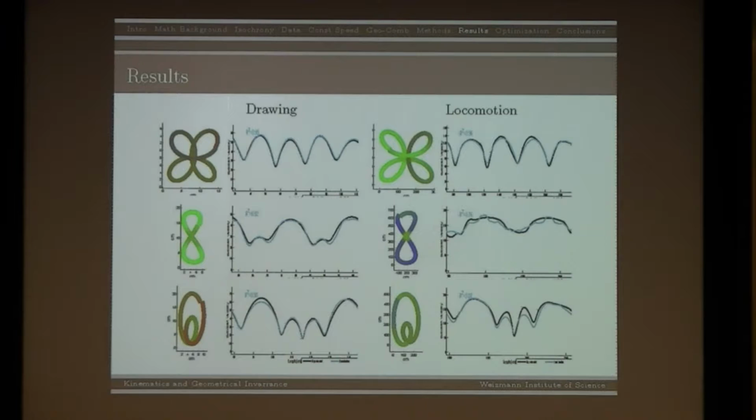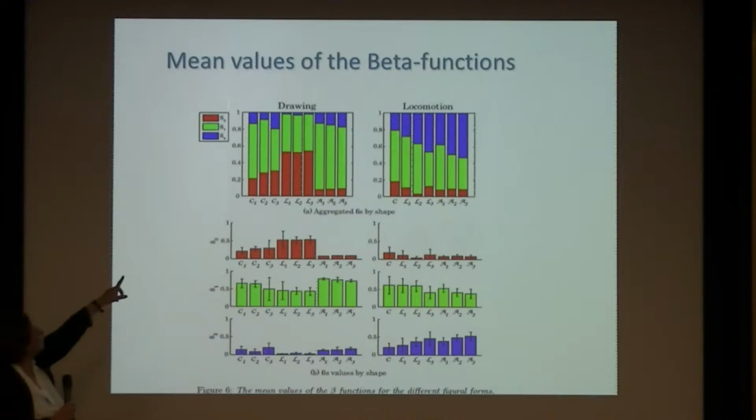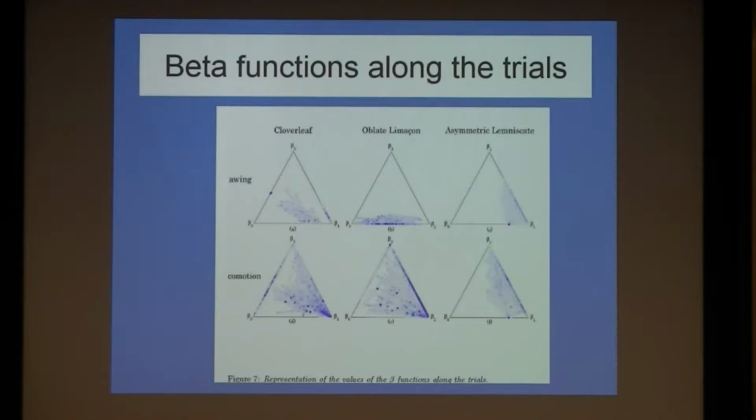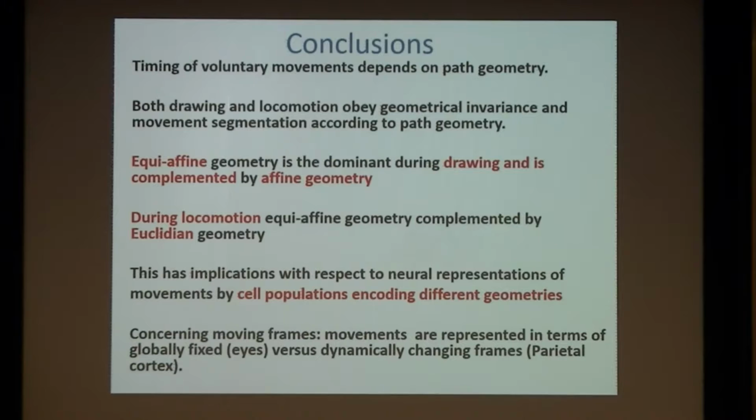And this is just showing you that with complicated trajectories, you can really regenerate the data for locomotion and drawing. And these are showing you the different betas that we need for different shapes, so double ellipse, clover ellipse, etc. And also the distribution of the different betas among people, and I'll skip that. Okay, so in conclusion, we have this model that generates trajectories based on different geometries, that you can model both locomotion and drawing with, and that we can find segments that underlie complicated behavior with this kind of combined geometries. Okay?